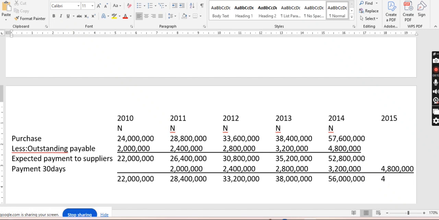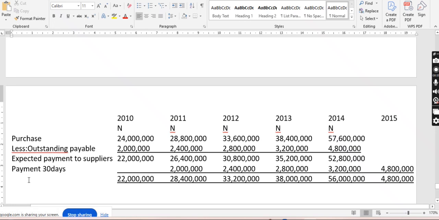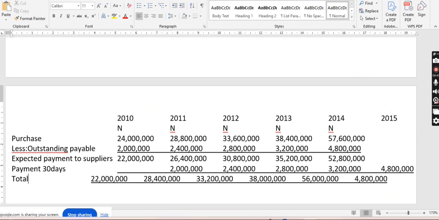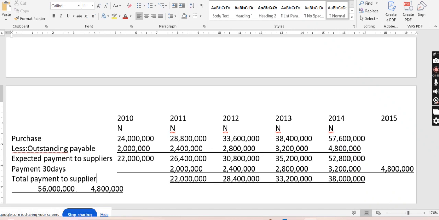So this figure here, we are here to pay it. Payments. We will pay this in 2015. Is that not so? We will pay this in 2015. So this is what we have as the total payments. This is a very technical question. You need to understand this, right? Total payments to suppliers or payments made to suppliers.